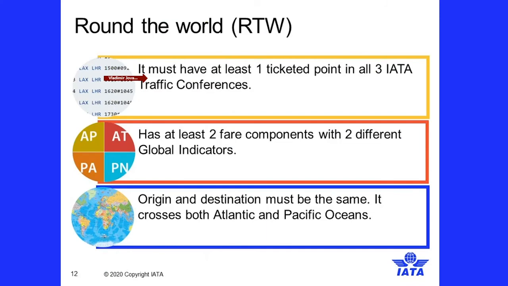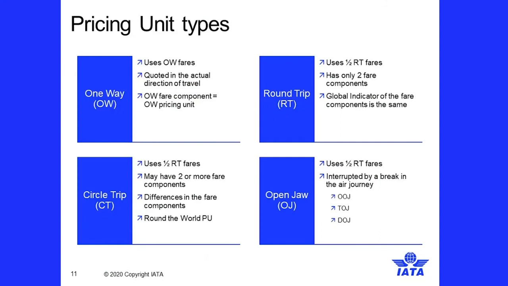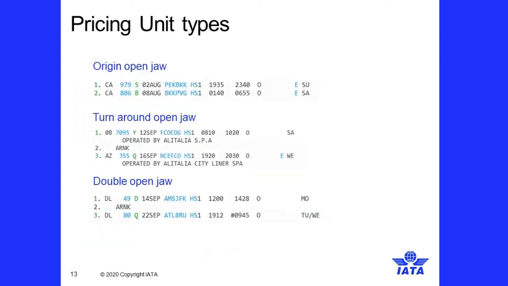And the global indicators of the outbound and inbound are not the same. They're never the same for the around the world journeys. This is why we call them circle trips, because in circle trips there are differences in the fare components. There may be, but for the around the world, there must be.